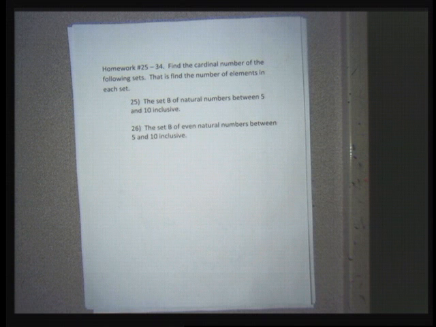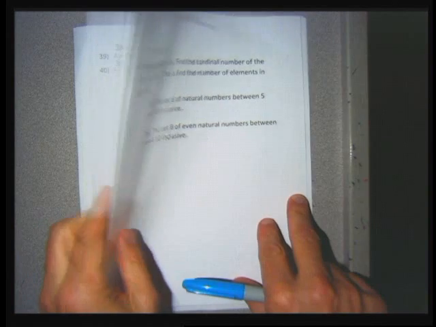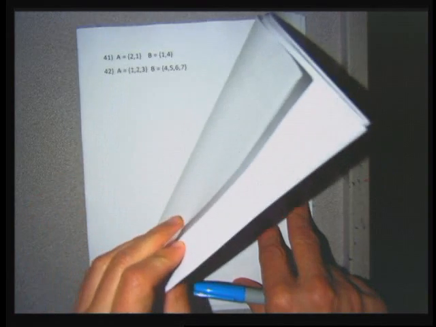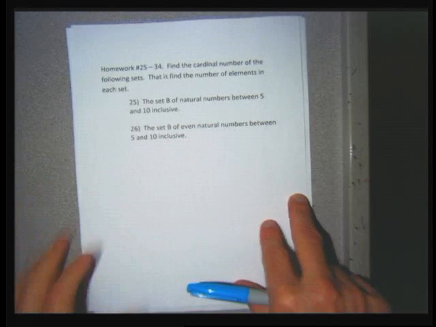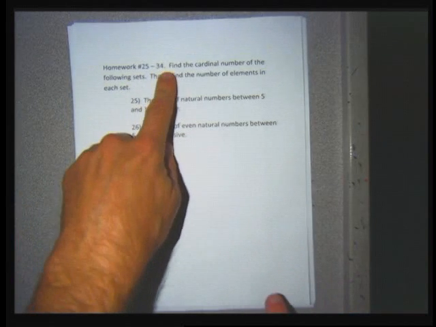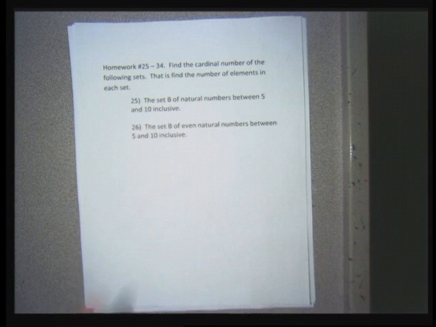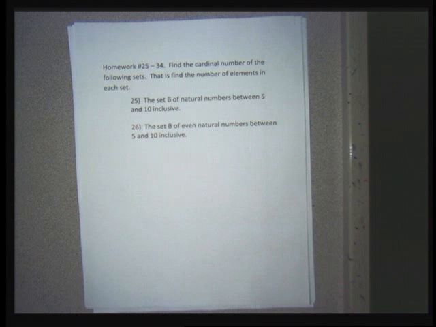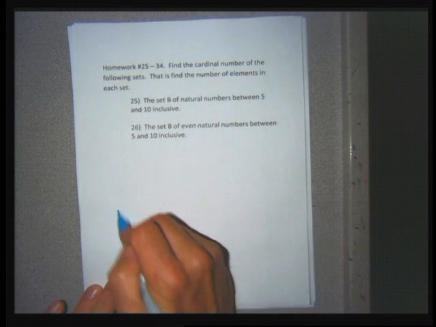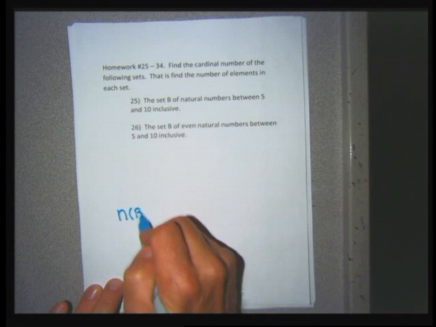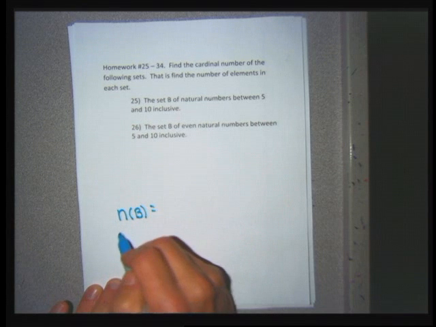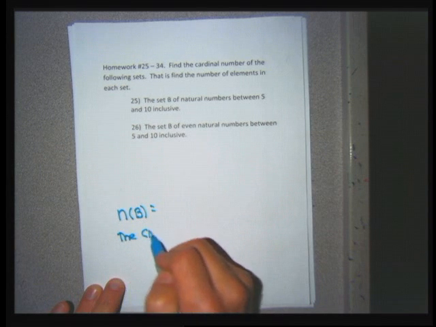So 25 through 34, getting close to the end of the homework. We've got to get up into the 40s, so there'll be one more group of problems after this. We're given the instructions: find the cardinal number of the following sets, that is, find the number of elements in each set. In order to do this, I probably have to list the elements of the set. I don't really need them in set braces. So my answer for problem 26 is either going to be symbolically the cardinal number of B equals, or in words, the cardinal number of B equals.